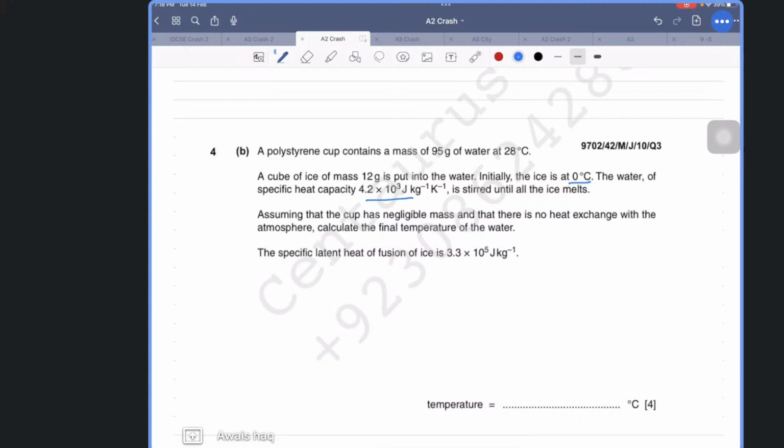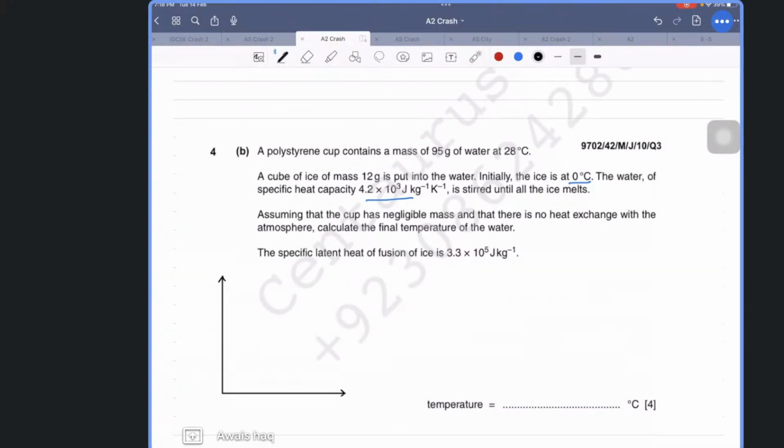And the specific latent heat of fusion is also given. Now, what is going to happen? It's saying calculate the final temperature of the water. So we're going to look at that in a heating curve situation. What I'm going to do is build one curve. I could do that with one curve. I can also manage two curves if you want to.